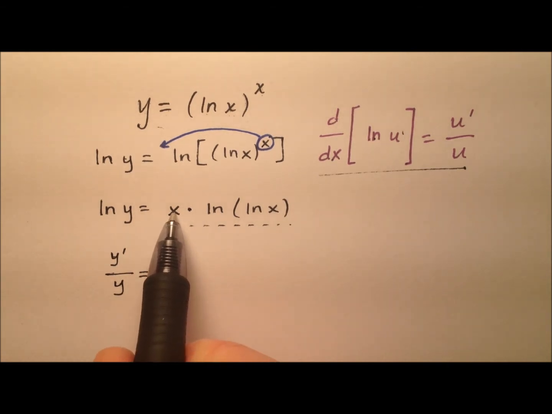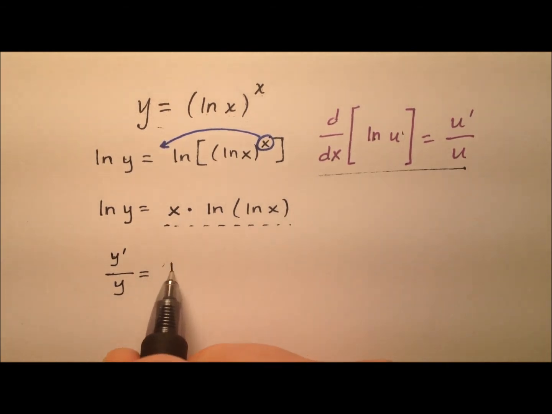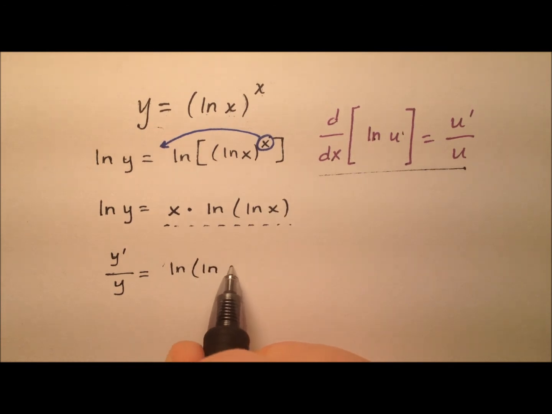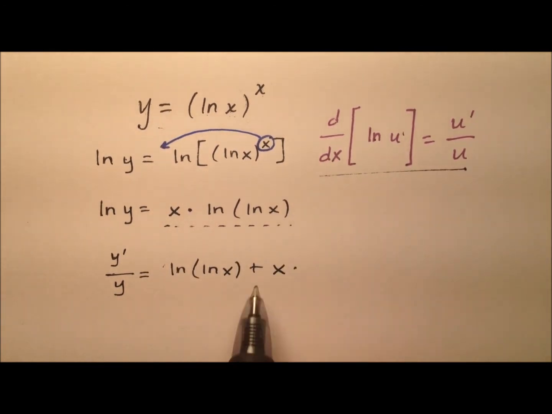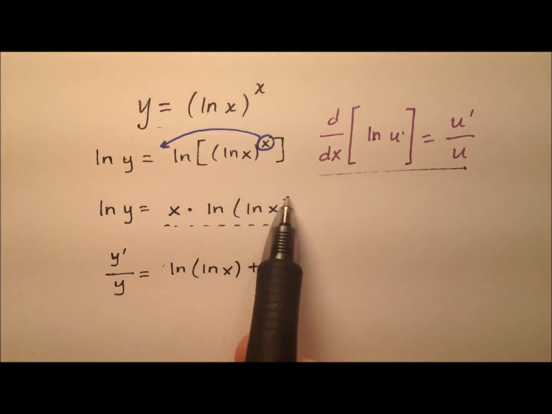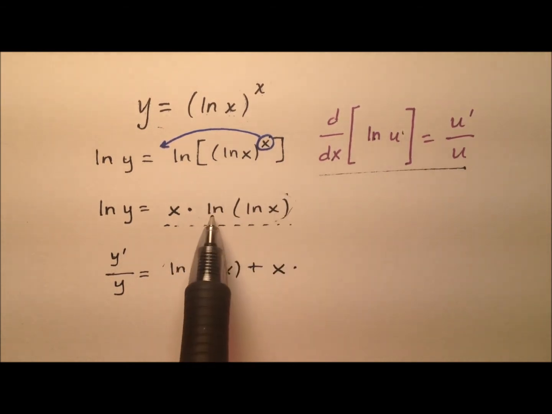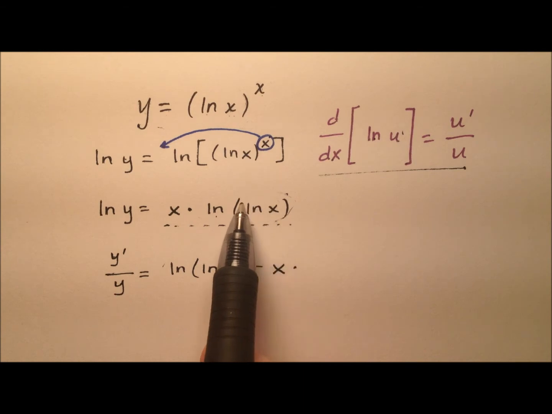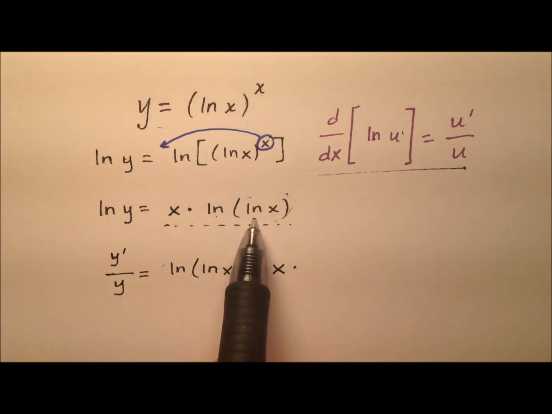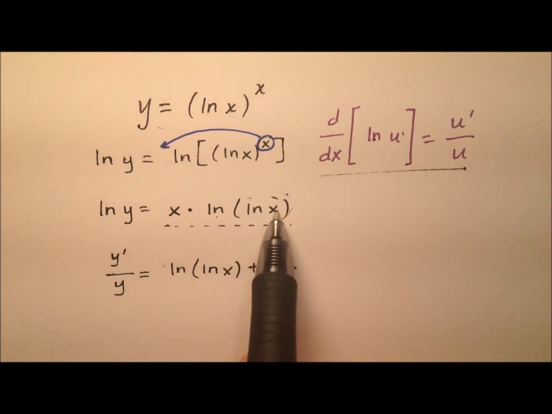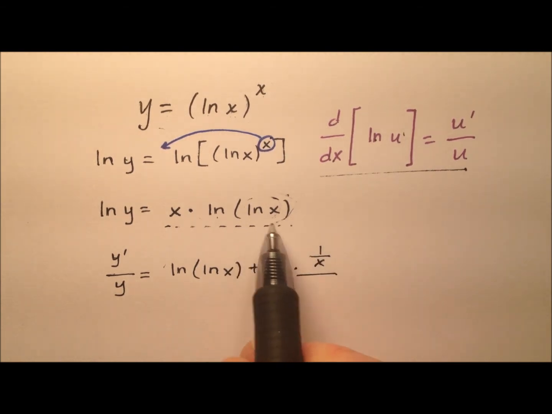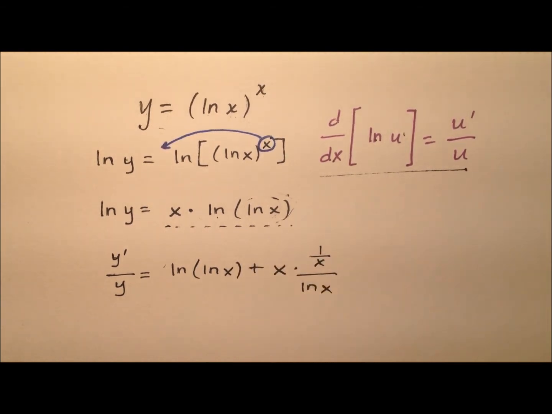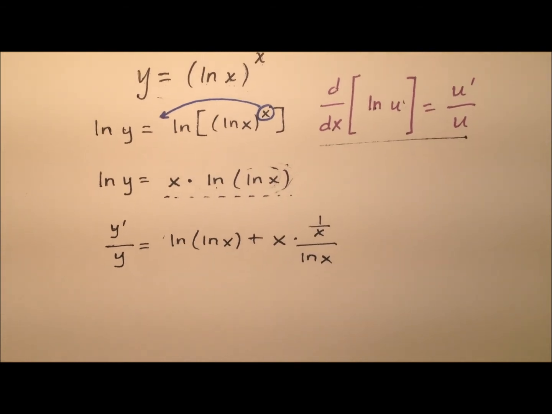So the derivative of the first is 1 times the second, so we just bring that down, plus the first times the derivative of the second. Okay, so the derivative of this, we have the natural log of this function inside here, so the numerator will be the derivative of the inside, so that's 1 over x, over that ln of x. Okay, so here's where we are right now.